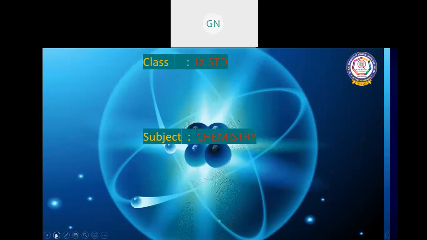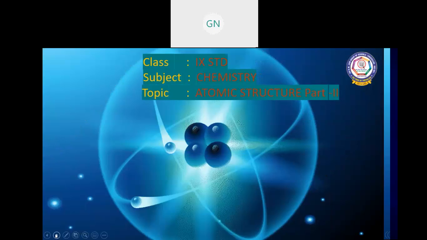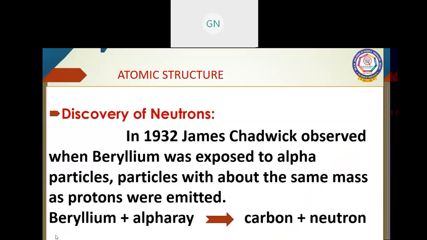Class 9, Subject Chemistry, Topic Atomic Structure, Part 2. In Part 1, we discussed the discovery of the nucleus, the Rutherford atomic model, and the limitations of the Rutherford atomic model. In this class, we are going to see about the neutron, the discovery of neutrons.